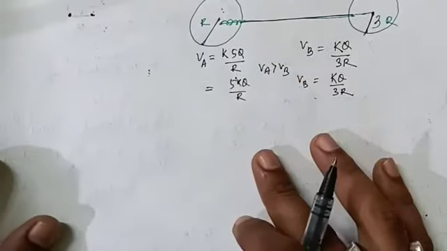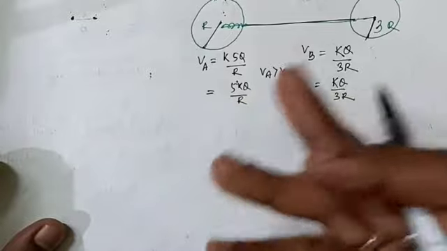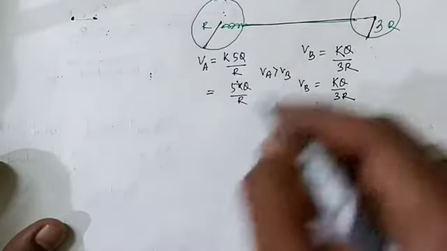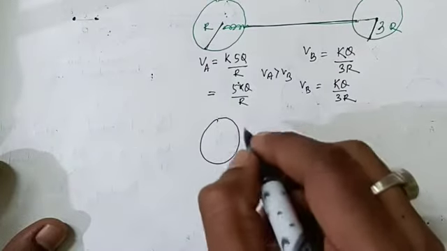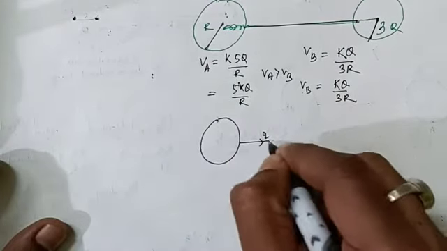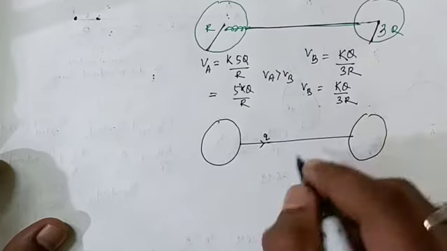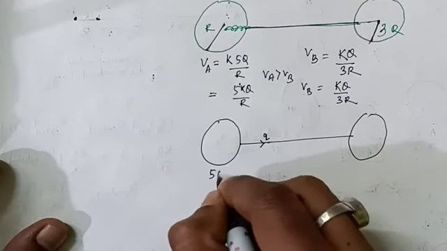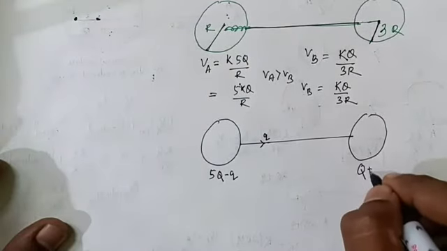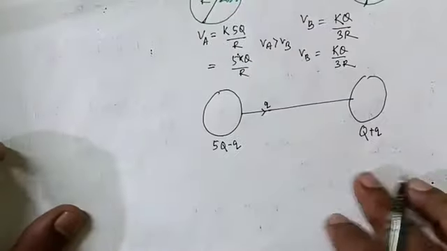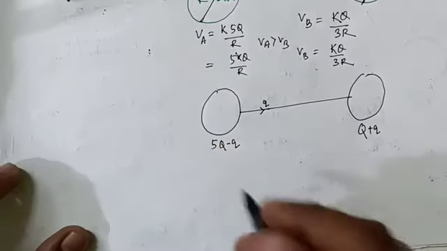And the second most important thing is how much charge will flow. The initial charge was plus 5Q, and it flows. I will say some q amount of charge flows from this conductor to this conductor. So now the final charge is 5Q minus q, and the final charge here is Q plus q. If I write the potential of this and this, what will happen?